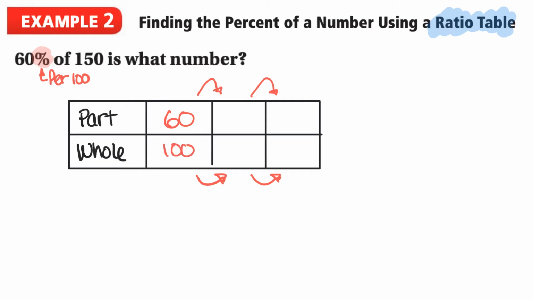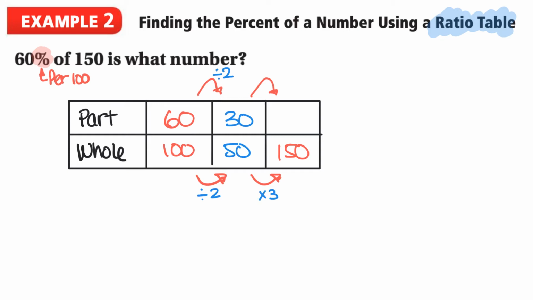And then what we want to do is we want to get our whole to become 150. So if we can think of a way that 100 can become 150, what we could do with ratio tables is we can divide and we can also multiply. So in this case, I could divide by 2, and whatever I do to the bottom, I'm going to have to do to the top. So now I'm going to get 50 and 30. And then from here, how does 50 become 150? Well, I can multiply by 3.